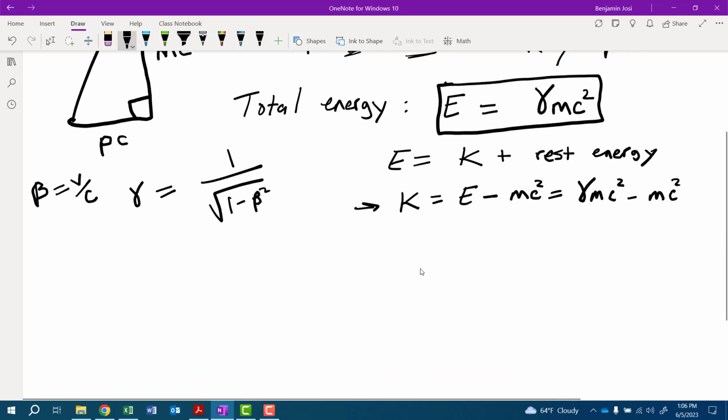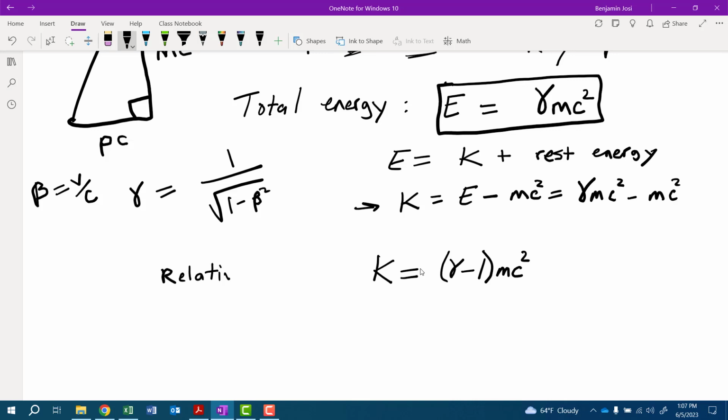Minus mc squared. Well, let's just factor out the mc squared and say kinetic energy is gamma minus 1, not to be confused with the gamma minus 1 from thermodynamics. Isn't that kind of odd? Earlier in the semester, we talked a lot about gamma minus 1, but back then, gamma was the ratio of the molar heat capacities. This is something totally different. Gamma minus 1 times mc squared. This is relativistic.